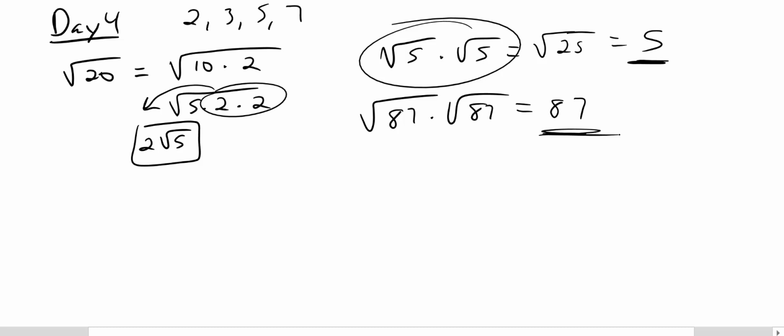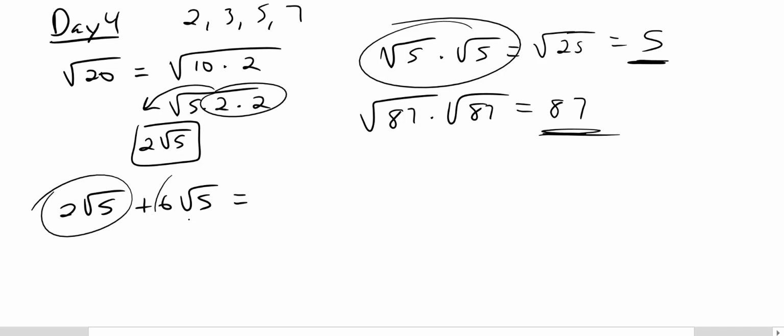So that's multiplying. Then we have adding. If I say 2 square root of 5 plus 6 square root of 5, please don't tell me it's 8 square root of 10. It's like if I said I have 2 square root of 5s in my hand, and I'm handing you 6 more square root of 5s. How many square root of 5s do you have? I've got 8 square root of 5s, and that's your answer.